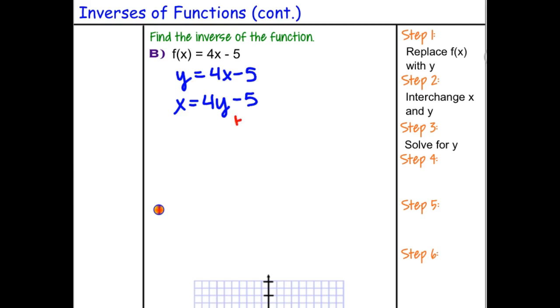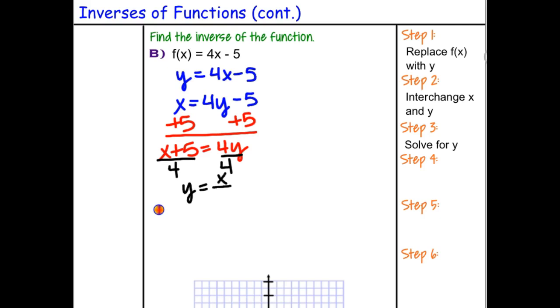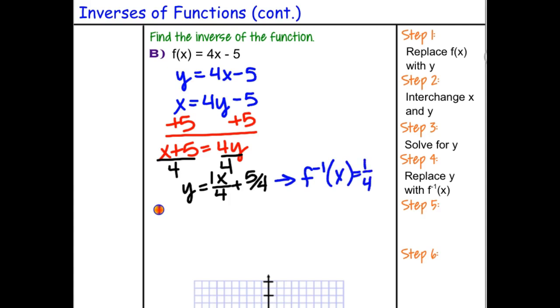To do that, we're going to add 5, and we'll get x plus 5 equals 4y. Then we will divide both sides by 4 and get y equals x over 4, or 1/4 x, plus 5 fourths. And step 4, replace y with f inverse of x. So we got f inverse of x equal to 1/4 x plus 5 fourths.